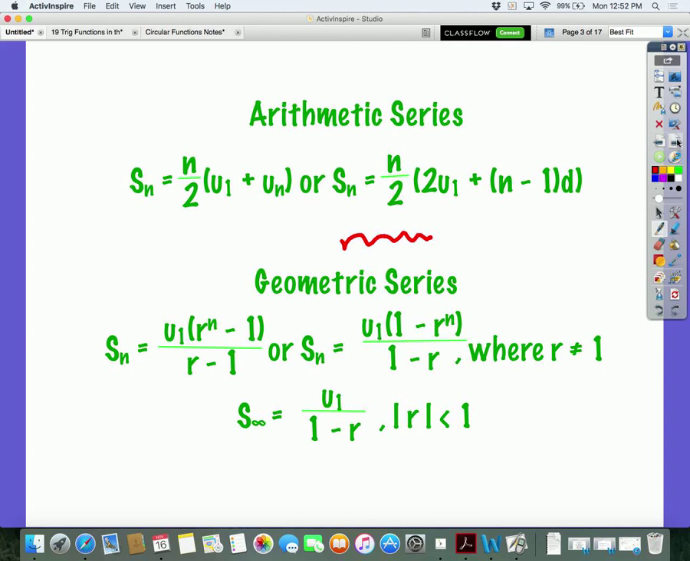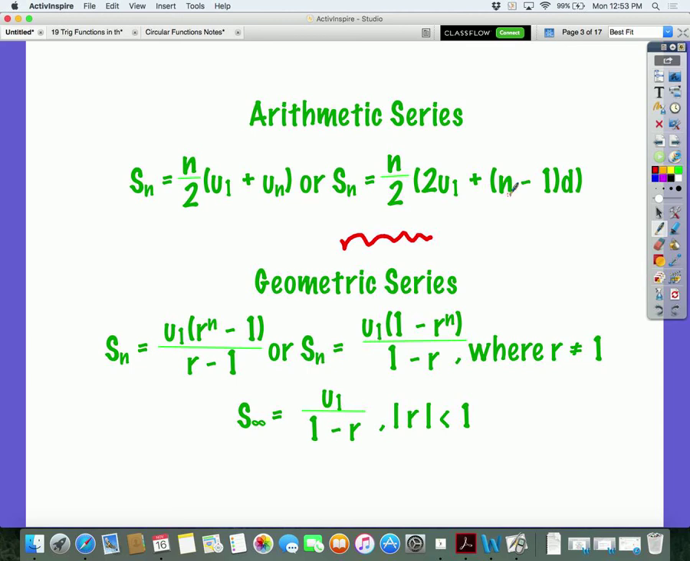Arithmetic series and geometric series. This is what you would do if you were trying to find the sum of a particular arithmetic sequence. Okay? You have two different formulas, but they're actually the same. You just use one over the other depending on the situation. So the first one, n over 2 times u1 plus un. n represents your number of terms. So you take half of that, u1 your first term, u sub n is your last term. So basically if they wanted you to find the sum of the first 20 terms, if you knew the 20th term and the first term, you could plug them in and use this.